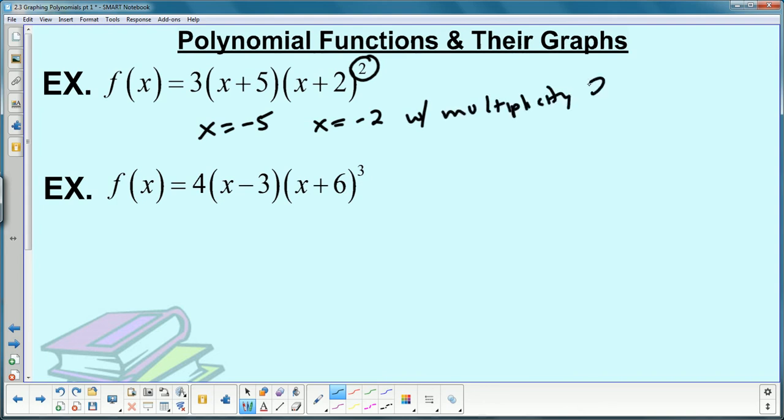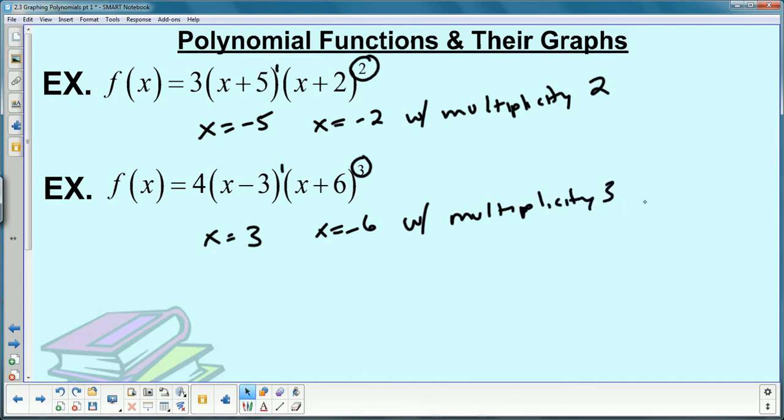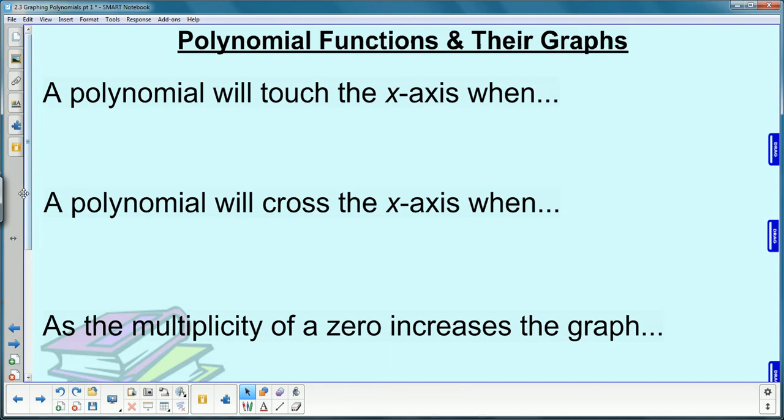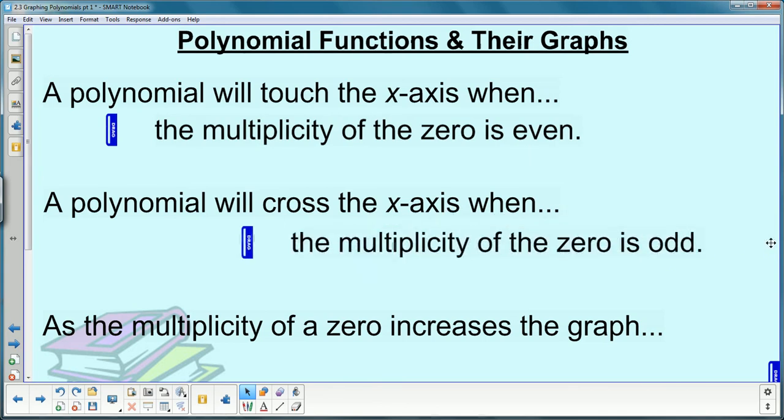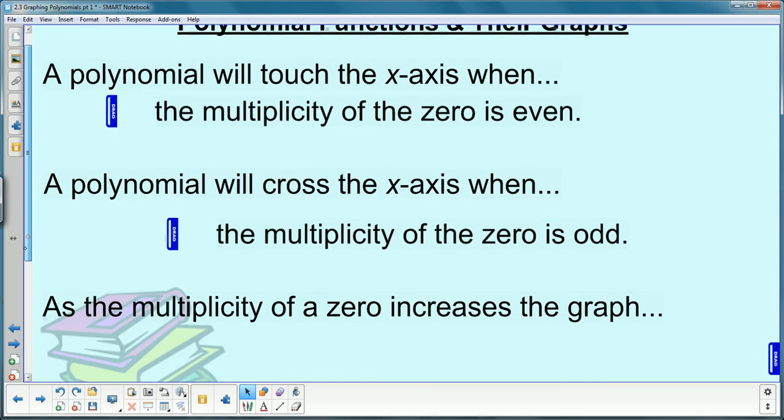So we would say with multiplicity 2. And the second one, x equals 3 is a zero once, because there's an exponent of 1, just like up here. And x equals -6, again, there's an exponent of 3, so that has multiplicity of 3. Now that doesn't mean that 3 is a zero or this 2 is a zero. It means that it is a zero 3 times. And what that is actually going to tell us about the graph is that the polynomial will touch the x-axis when our multiplicity is even, and it's going to cross the x-axis when our multiplicity is odd.